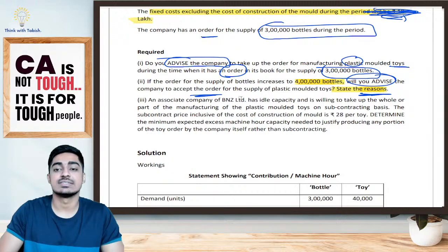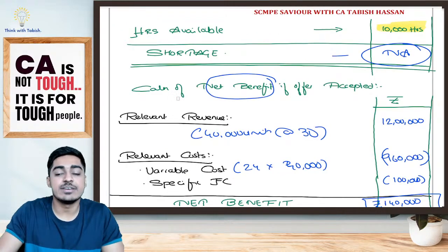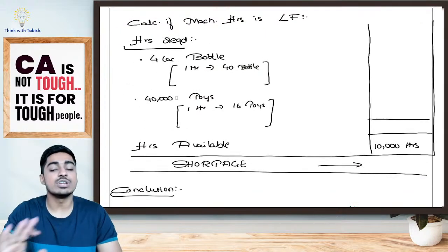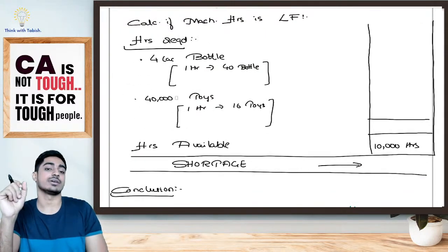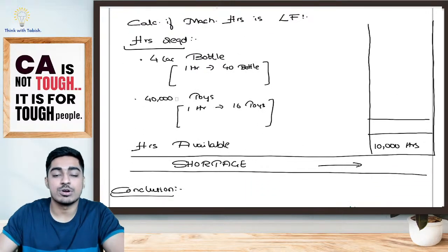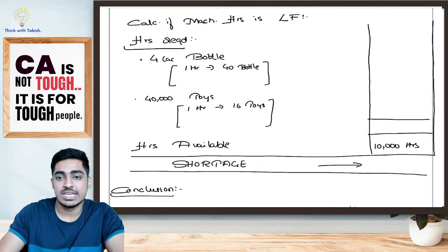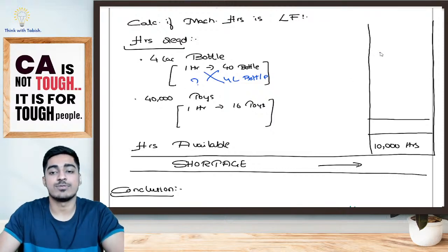Tell the reasons. Firstly, we will see if the factor is a limiting factor. If there is no limiting factor, we will anyways accept. But if it is a limiting factor, then we need to think. Firstly, total how many bottles do we want? 4 lakh bottles we want. In 1 hour, we'll be in a position to produce 40 bottles. So for 4 lakh bottles, how much hours is required? 4 lakh divided by 40, 10,000 hours.